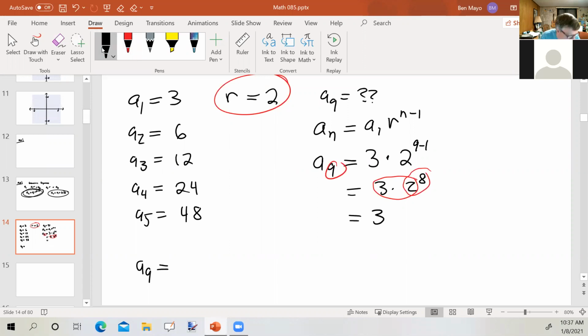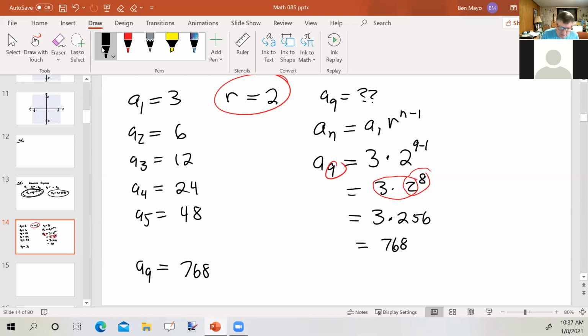Okay, well, let's see. What is 2 to the 8th power? I'm going to punch that into my calculator. 2 raised to the 8th power is 256. That times 3 is 768.